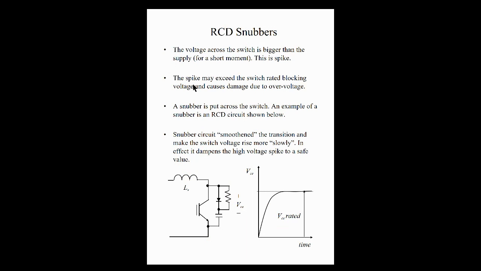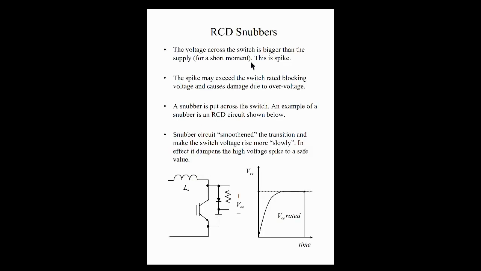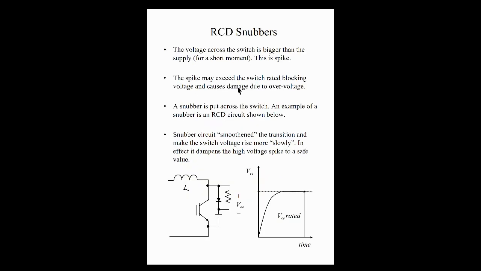All right, so this spike, as I mentioned, can cause damage to the device. So that is why we have to design a circuit to suppress the sudden increase in voltage. All right, so what you're seeing here is a typical snubber across the device, right? So there's a circuit looking like this, made up of resistor, capacitor, and diode.